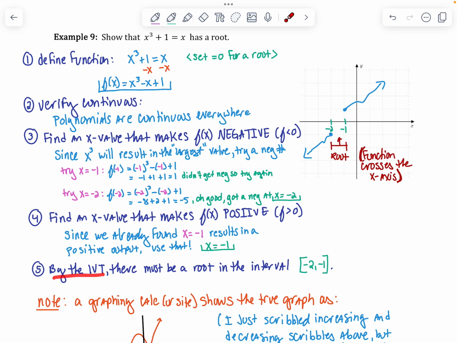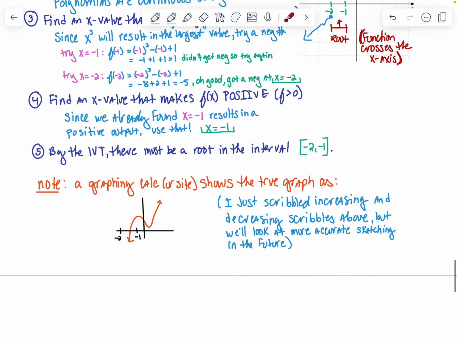So therefore I can say by the intermediate value theorem, there must be a root in the interval of the two values that I found. Now this was just me thinking as a graph. I've got -2 with a negative output. I got -1 with a positive output. So somewhere this graph had to cross the x-axis.